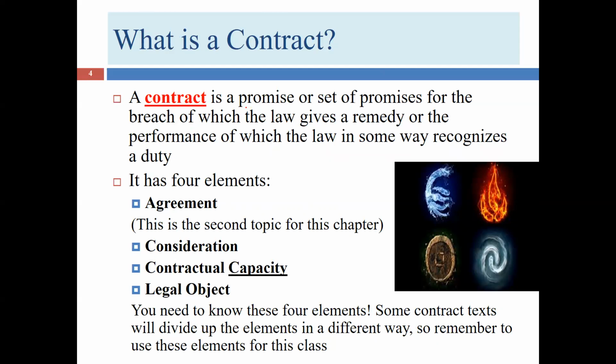So what is a contract? It's a promise or a set of promises. And we'll learn a little bit later in this chapter about when it's a single promise and when it's usually a set of promises. So there's kind of two categories here that we'll break down later on in the chapter. But we either have a promise or a set of promises for the breach of which the law gives a remedy, or the performance of which the law in some way recognizes a duty. This is a little bit circular because basically this definition is saying a contract is a promise that the courts will enforce.